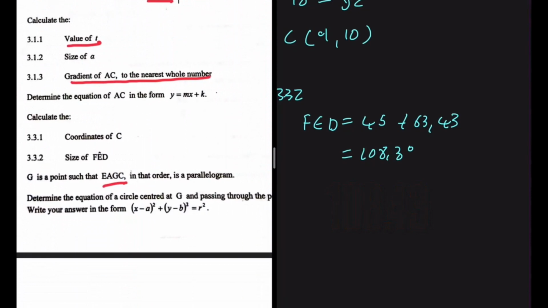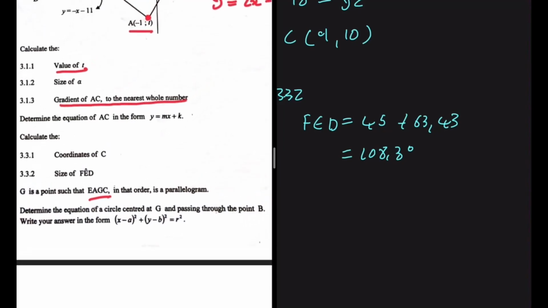G is a point such that EAGC in that order is a parallelogram. Determine the equation of a circle centered at G and passing through our point B. Write your answer in the form (x minus a) squared plus (y minus b) squared is equal to r squared.